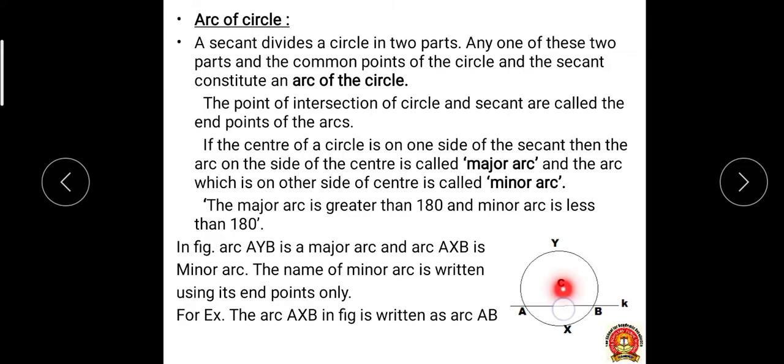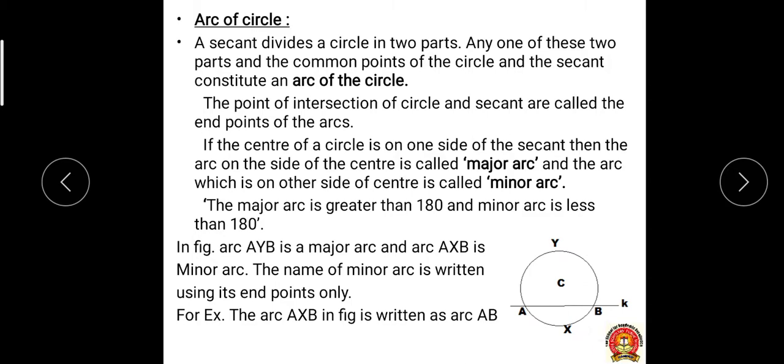See the center of a circle. AB is a secant, and X and Y are points on the circle. So AXB is one arc and AYB is another arc. The points of intersection of a circle and secant are called the end points of an arc. So these points A and B are the end points of the arcs.